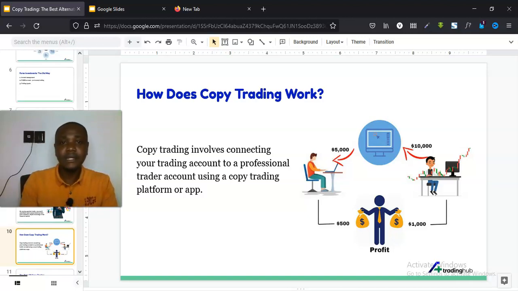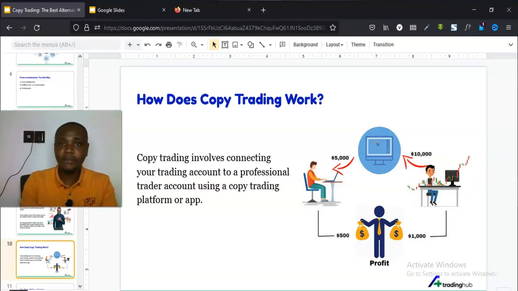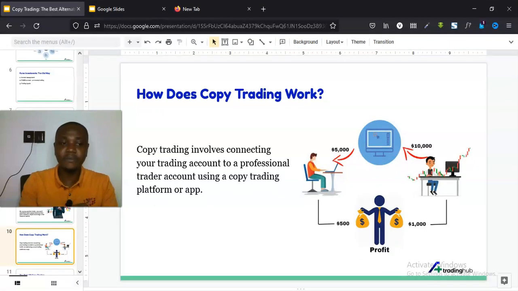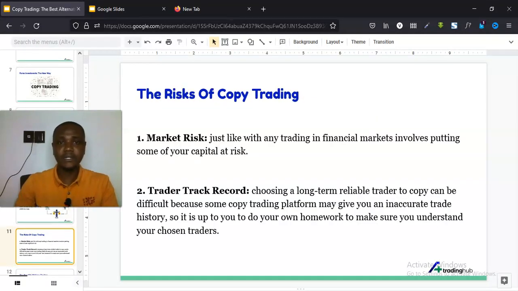Now let's dive in a little bit to why I am saying that copy trading is the best alternative for Forex investments. Before we look at the benefits, let's look at the risks. There are two major risks when it comes to copy trading. The first one is the market risk. Just like any trading in the financial market involves putting some of your capital at risk, the same thing with copy trading. So if you are going for copy trading, just know that there are risks involved, right? There is no investment without risks. Every investment comes with a risk.